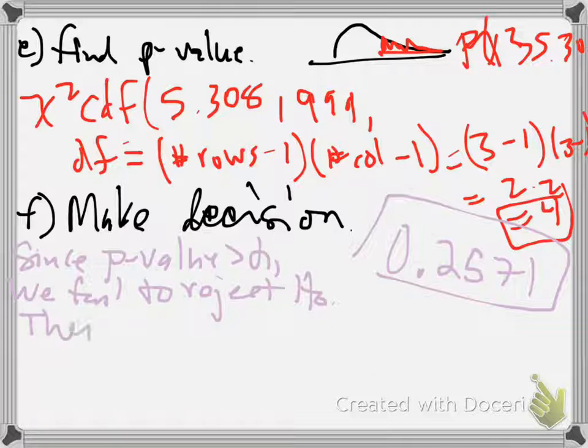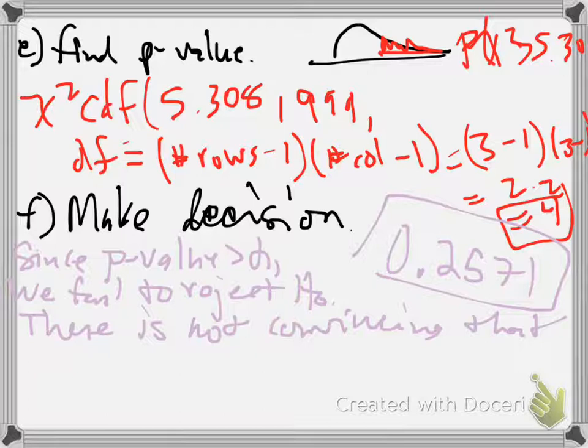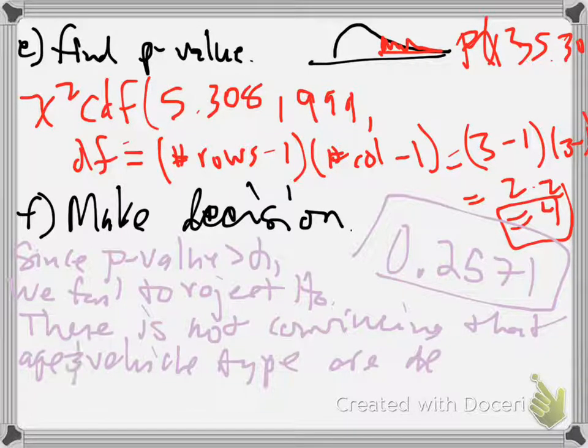that age and vehicle type are dependent. That age, oops, I forgot my and. Age and vehicle type are dependent.